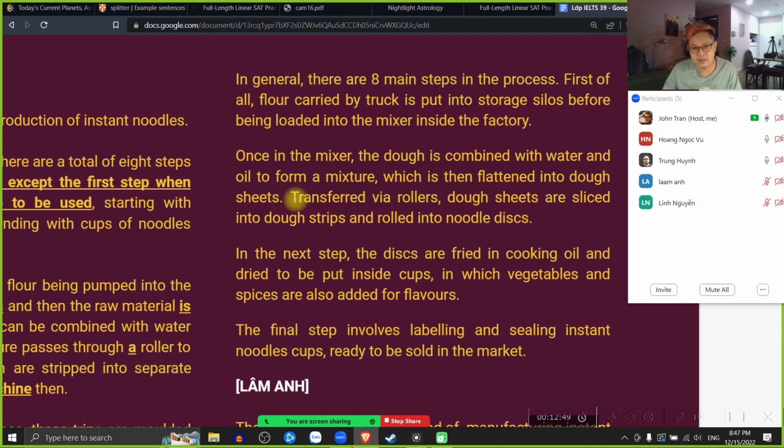Transferred by rollers. Those sheets are... You repeat this word.